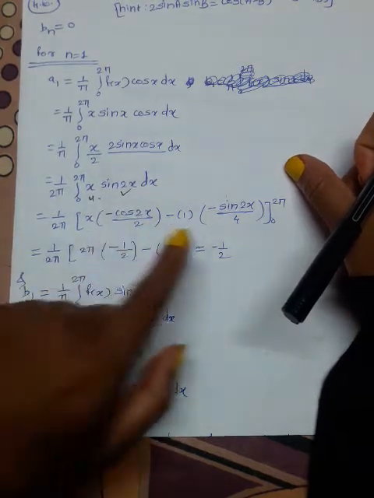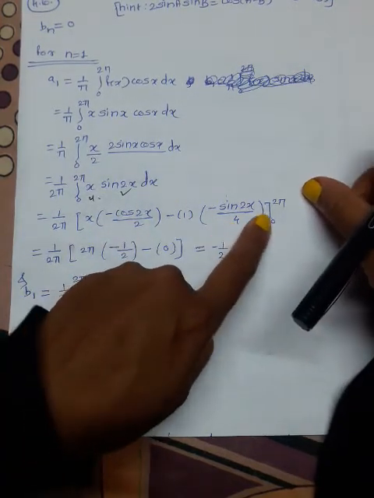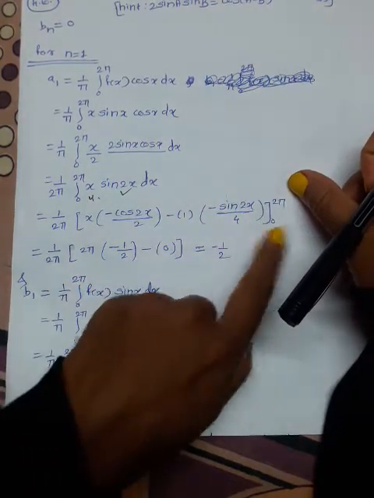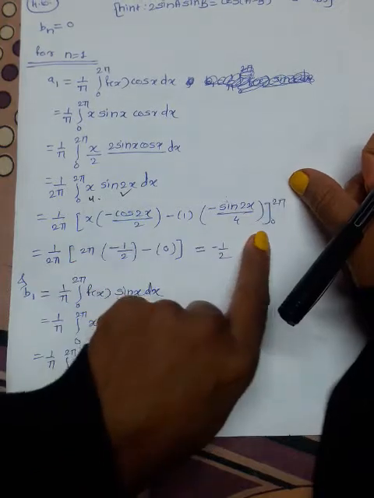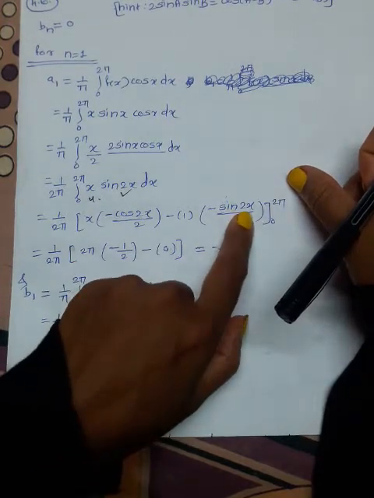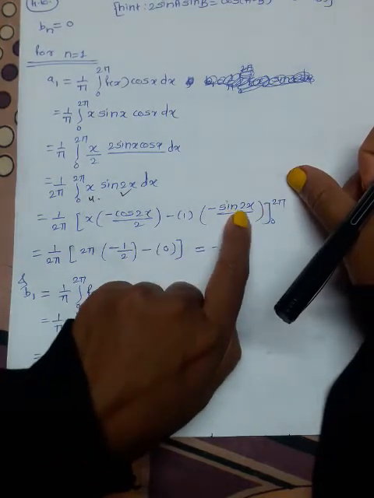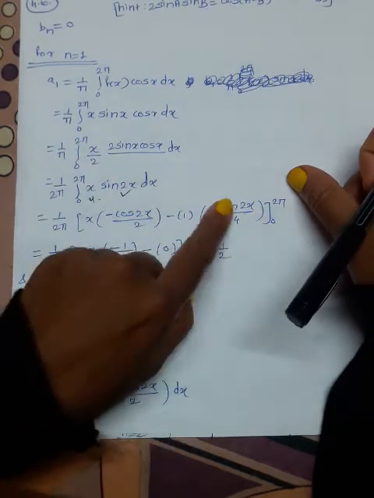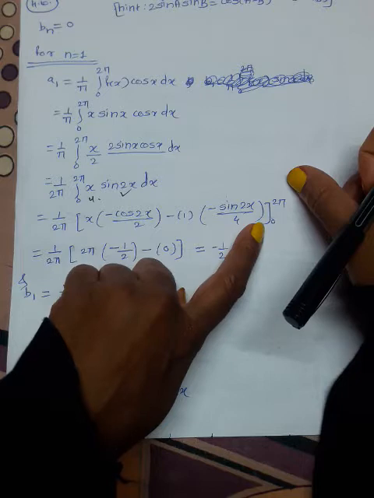Already 2 is there, that's why it becomes 4. 2 into 2. Next term will be plus 1, derivative is 0. That's why the process stops here. Limits from 0 to 2 pi. Now we know sine of 4 pi: if you put x is equal to 2 pi here, it becomes sine 4 pi, which is 0. And the lower limit is also sine 0, which is 0.